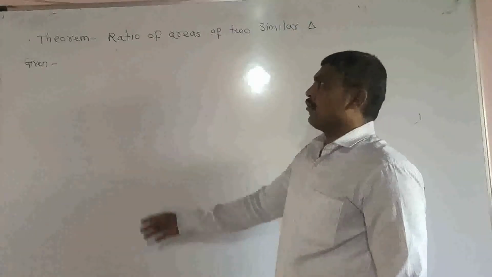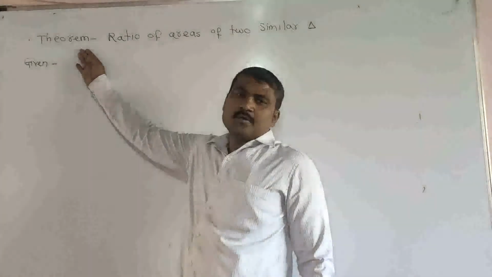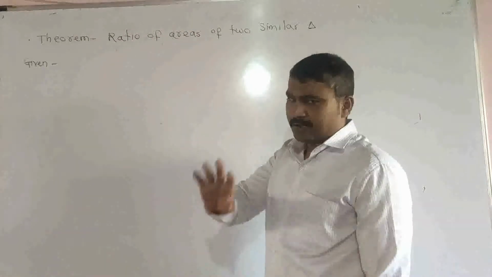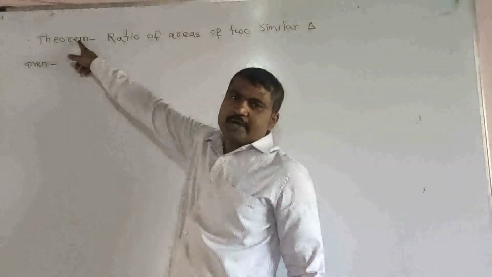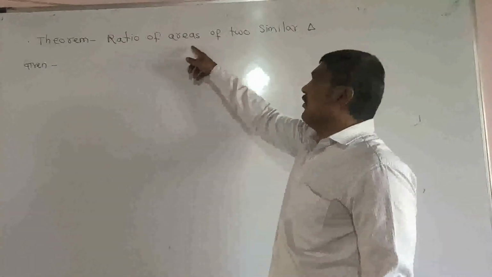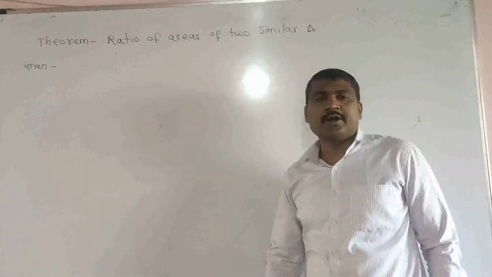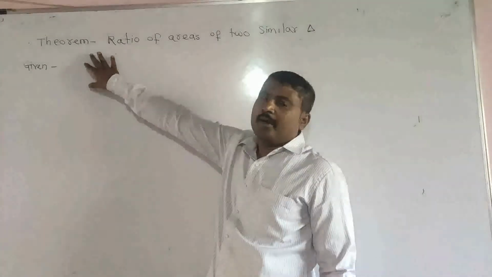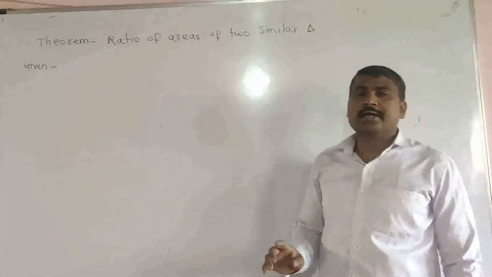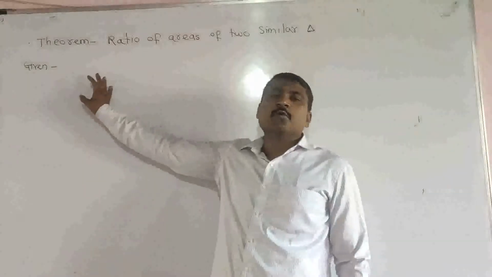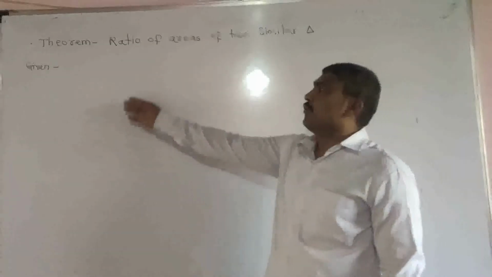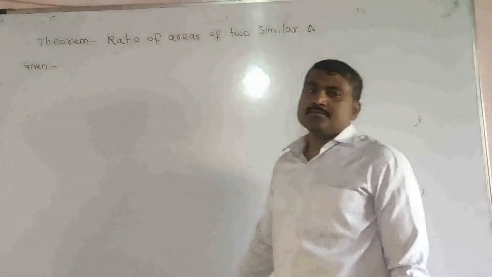Today we are going to learn the theorem before the fourth exercise in the first chapter, Similarity. The name of the theorem is ratio of areas of two similar triangles. Okay. Today we will learn this theorem, and after this theorem I will take the numericals of the fourth exercise, fourth problem set. So I am starting the theorem.